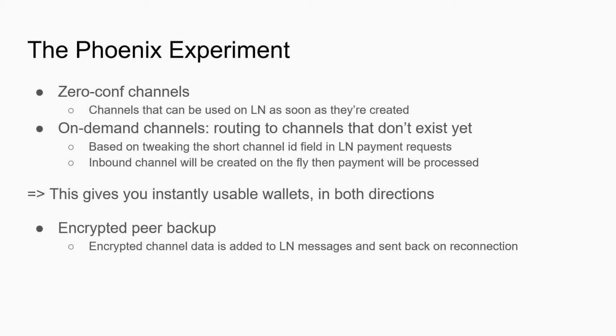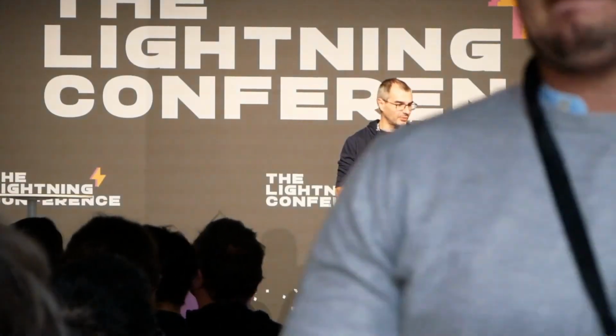So it's a way of creating channels on the fly and routing to things that don't exist yet on the network. And it gives you instantly usable channels in both directions. You can send and you can receive. What we also did was to use the Lightning messages to carry backups.